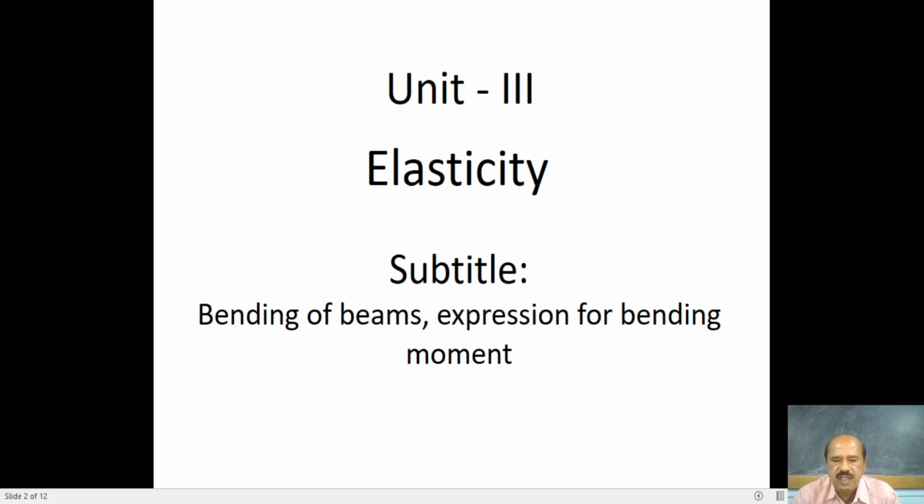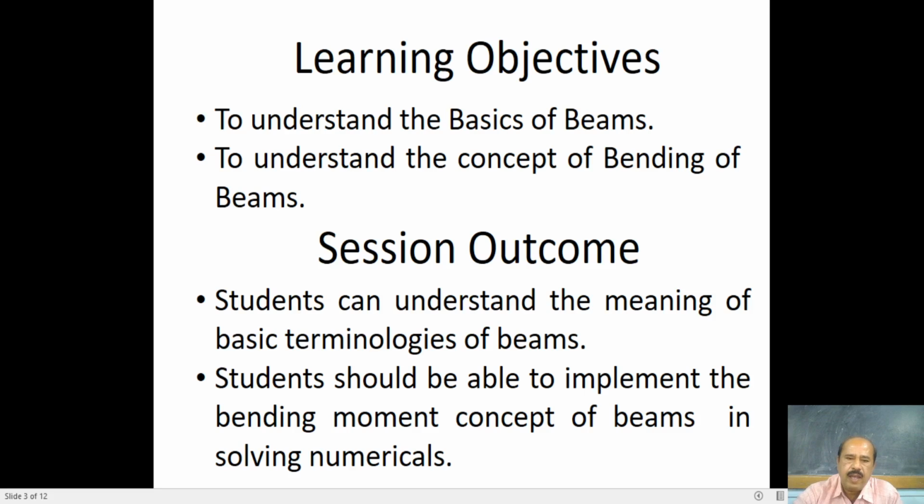In this session, I am going to discuss the bending of beams and the expression for bending moment. You are all familiar with the bending of beams. First of all, let us understand what a beam is. A beam is a metal plate or a metal bar whose length is large compared to its thickness. That is how we define a beam.